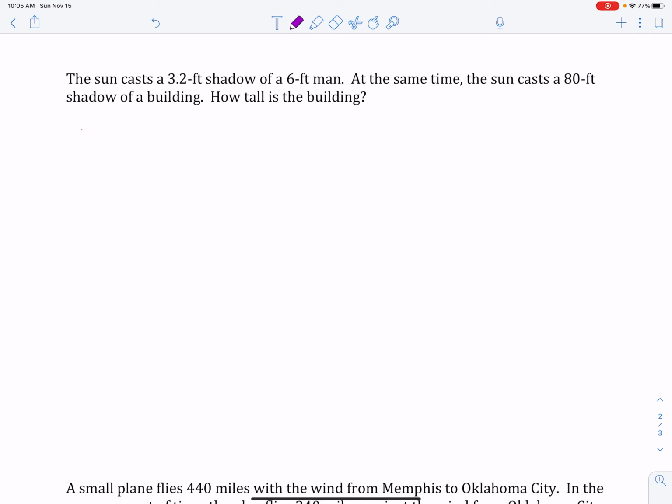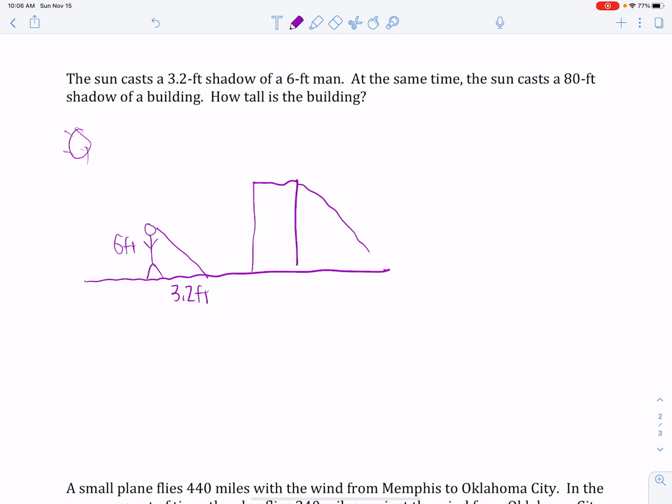So, for example, let's say we've got our sun up here shining down on some people. And here's my amazing artistic skills on display. The man, who is 6 feet tall, creates a 3.2-foot shadow. Then we have a building, and the sun's rays are shining down there. The building has a shadow of 80 feet. And what we're trying to do is figure out how tall the building is. So I'll call it h for height.